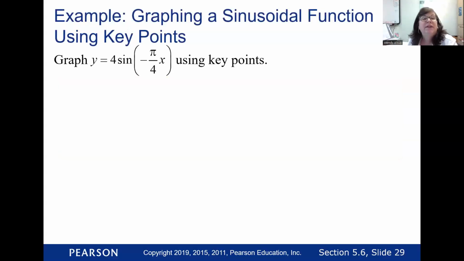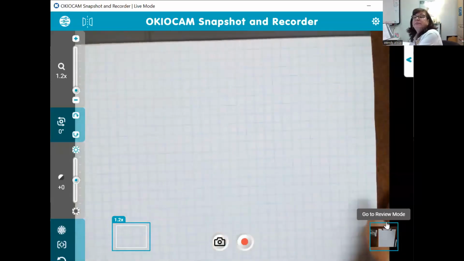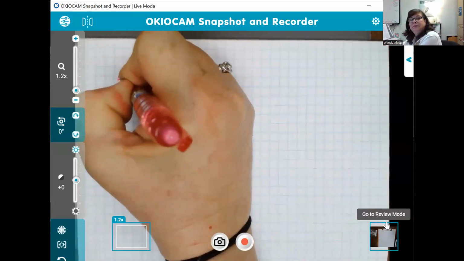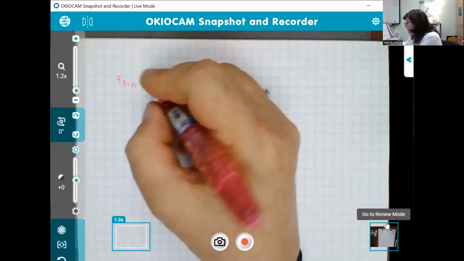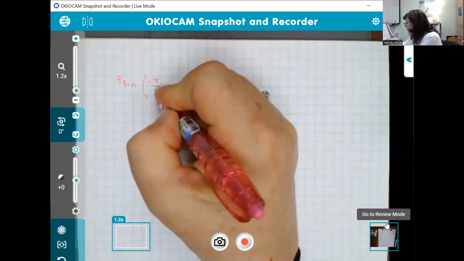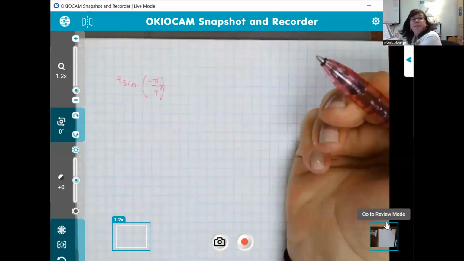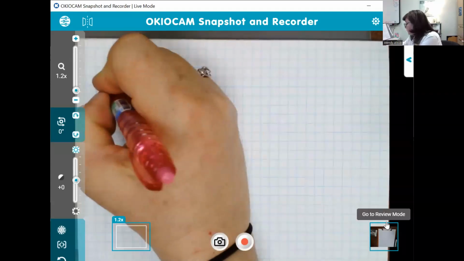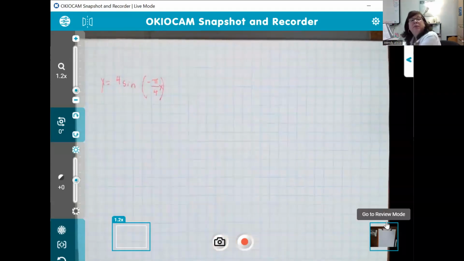All right, so what if I give you 4 sine negative pi over 4 x? I'm going to do it over here because that is just way easier. I was given 4 sine negative pi over 4 x. Okay, now the amplitude is 4. Amplitude is 4, no problem there.